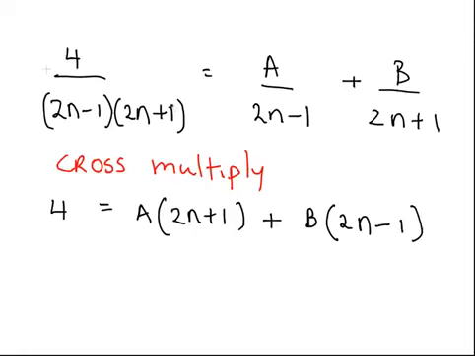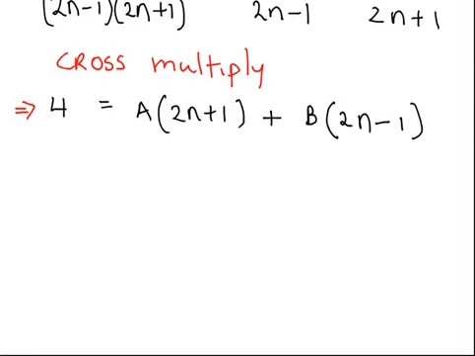Now this bit I'm going to go through very quickly. Essentially what we have to do is cross multiply and let the numerators equal each other. If we do that, we get this expression: 4 equals a times 2n plus 1 plus b times 2n minus 1. Now, let's simplify that. That is equal to 2an plus a plus 2nb minus b.